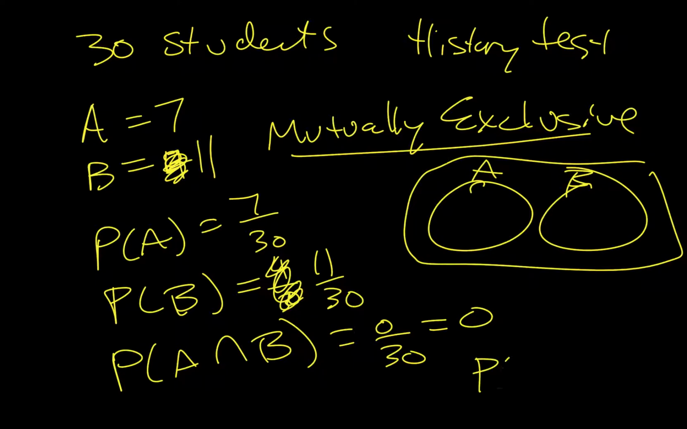And then we want to know the probability of A union B. Since they're mutually exclusive, we just add these together. So 7 plus 11 is going to be 18 over 30. And if we want to reduce that, we just get 3/5.